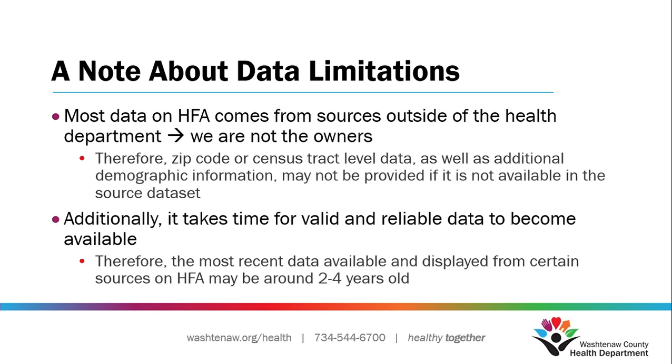That said, there is certain information such as zip code or census tract level data or additional specific demographic breakdowns that may not be available for some of the indicators if it is not available in the source dataset. Additionally, it takes time for valid and reliable data to become available. Therefore, some of the most recently available data may be a few years old depending on what indicator you are looking at and the source of the particular data.